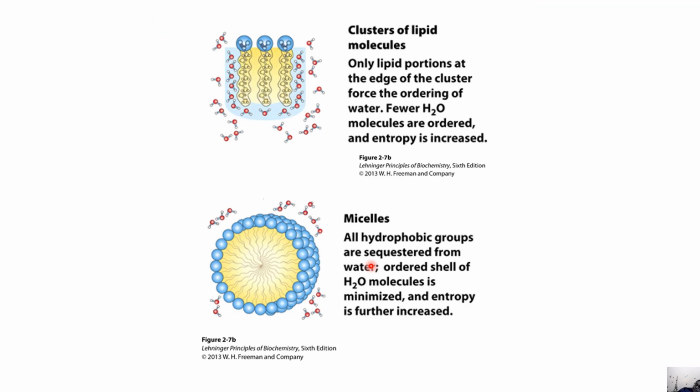If you see the schematics, these are clusters of lipid molecules on the top. Only the lipid portions at the edge of the cluster force the ordering of water. Fewer water molecules are ordered and entropy is increased. Whereas in the second image, these are micelles. All hydrophobic groups are sequestered from water. The ordered shell of water molecules is minimized and the entropy is further increased.